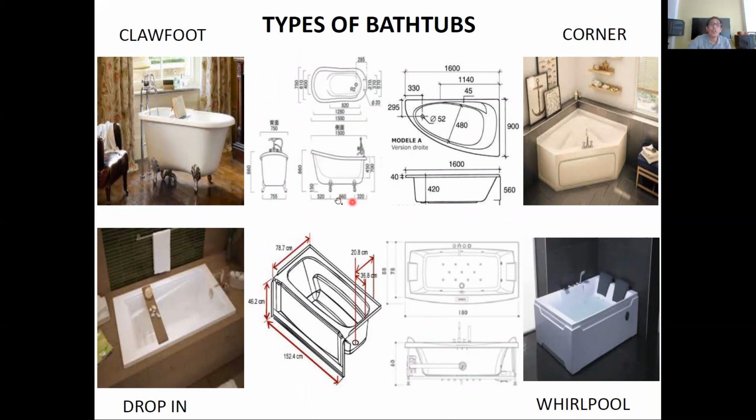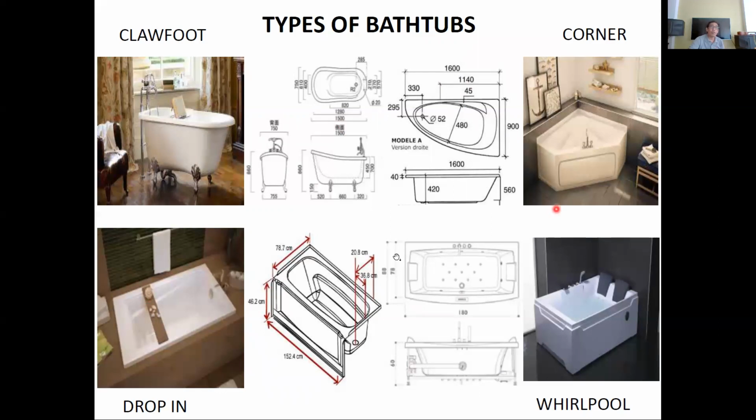These are the different dimensions of the bathtub. The width of this claw foot bathtub is about 755 millimeters, and the total length of the claw foot bathtub is about 1,500 millimeters to 1,280 millimeters. So this corner bathtub is approximately 1,600 millimeters long, and the width is about 900 millimeters.